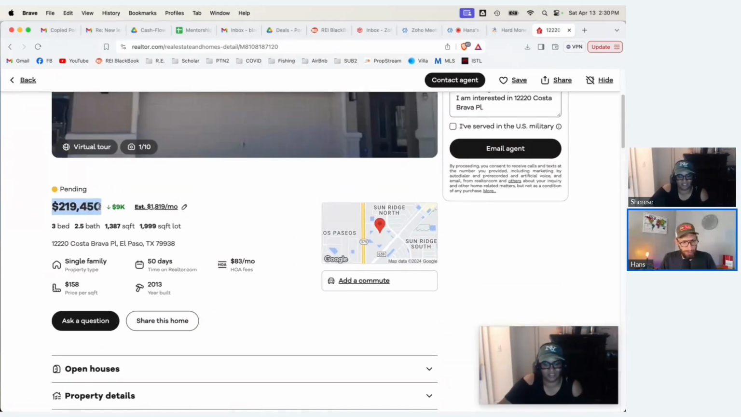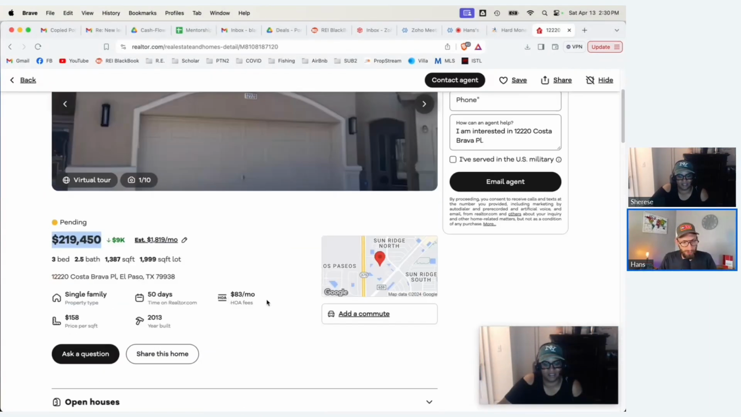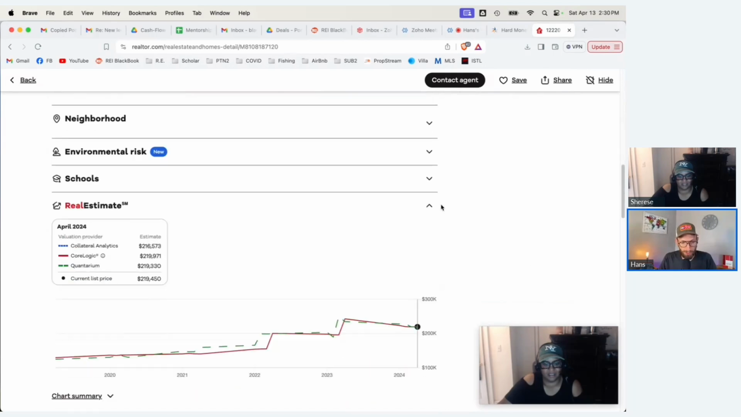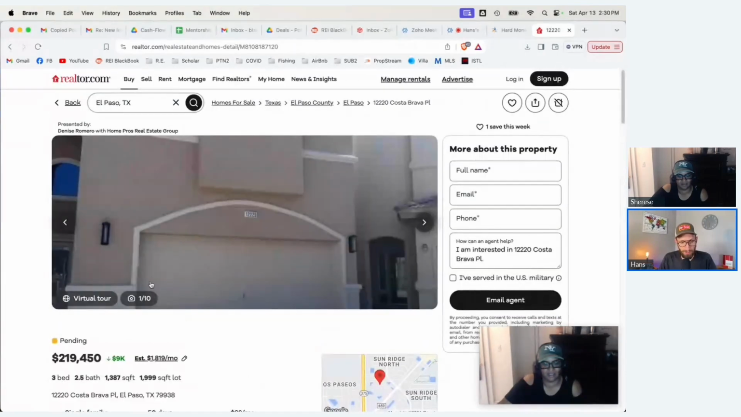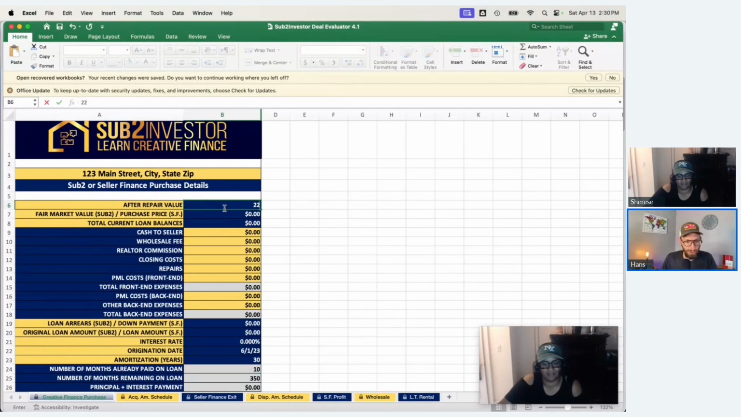Real quick here. So pending, they're asking about 220, and then I always like to look at the real estimate down here on realtor.com because it has 3 different data providers and their estimated value of the house, which is all very similar. So 220 seems to be a good place to throw that ARV.